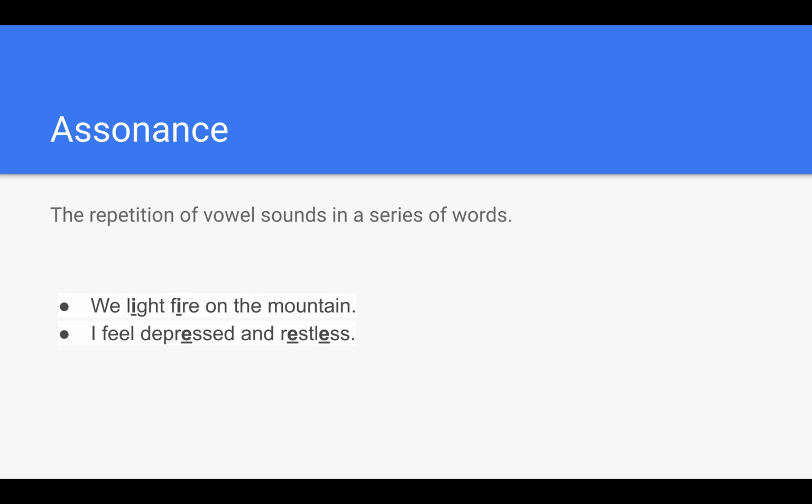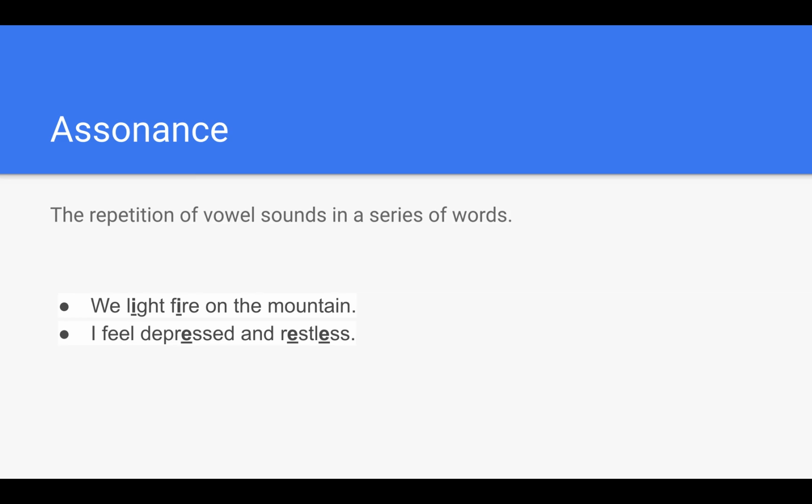The repetition of vowel sounds in a series of words is what we call assonance. So you can kind of get a sense that if I'm building out lines that have a lot of repeated I's, then I'm using assonance. And that's going to draw my audience's ear in a different way.